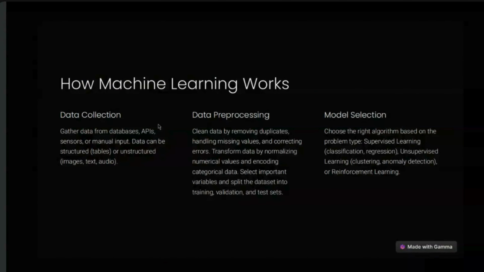Next, we have to see how machine learning works. The first step is data collection, so first we have to collect the data. Gather data from databases, APIs, sensors, or manual inputs. Data can be structured or unstructured; unstructured data means images, text, and audio. So gather data from databases.